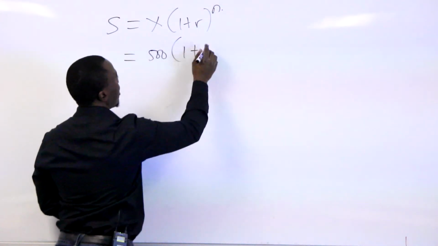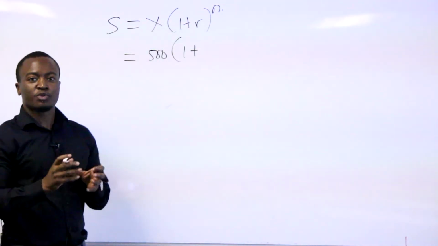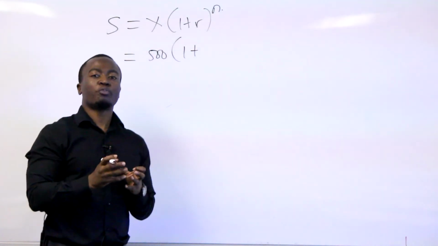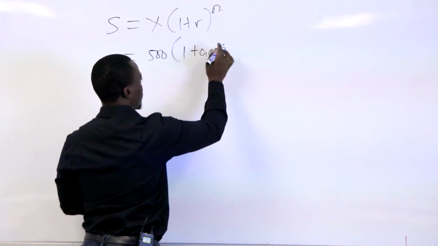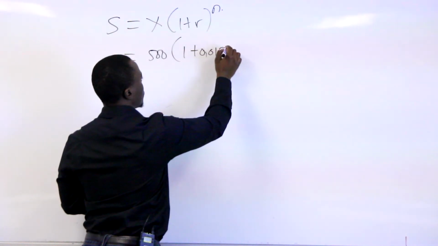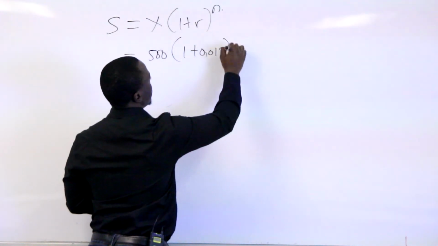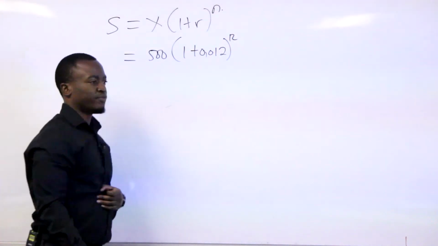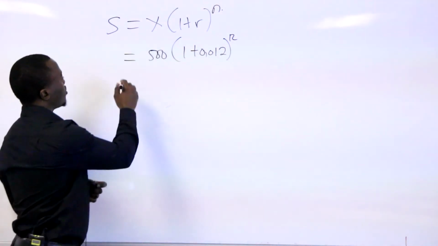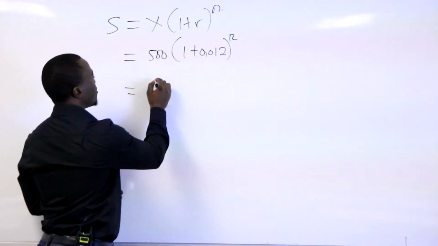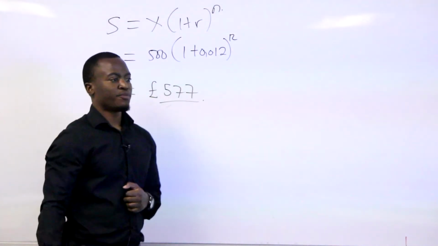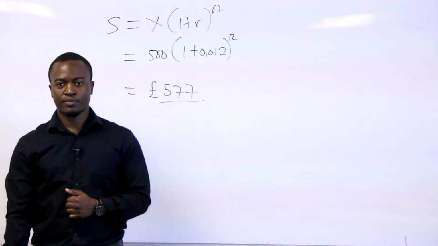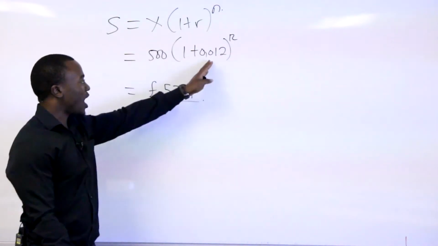So 1 plus, what is R? Remember I said R has to be a decimal. So if it's 1.2% as a decimal, that's 0.012, to the power of 12. And you'll find to the nearest pound, it's going to be 577 pounds. Okay, so that's how you do it.